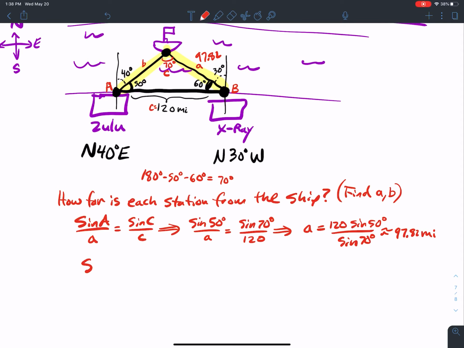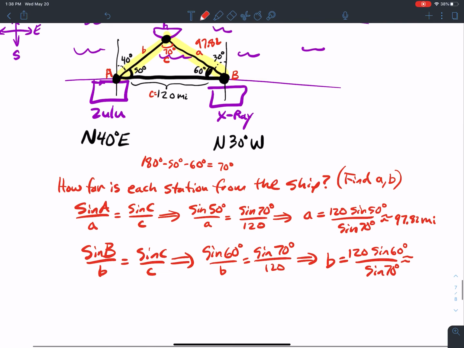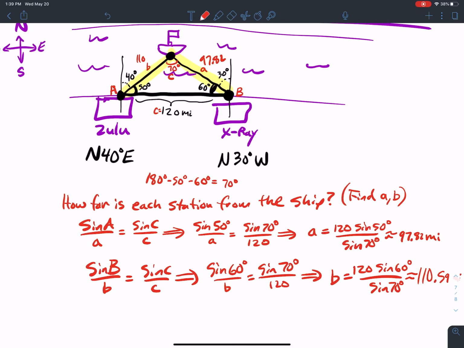And then for b, I do the sine of capital B over little b equals the sine of C over little c. And so that's the sine of 60 degrees over little b equals the sine of 70 degrees over 120. And so I get b equals 120 sine 60 over sine 70, which is roughly 110.59 miles.